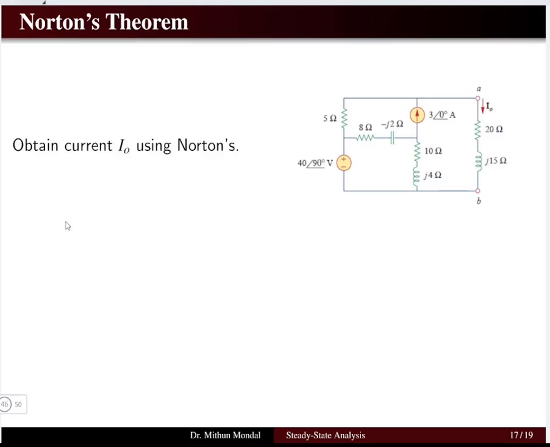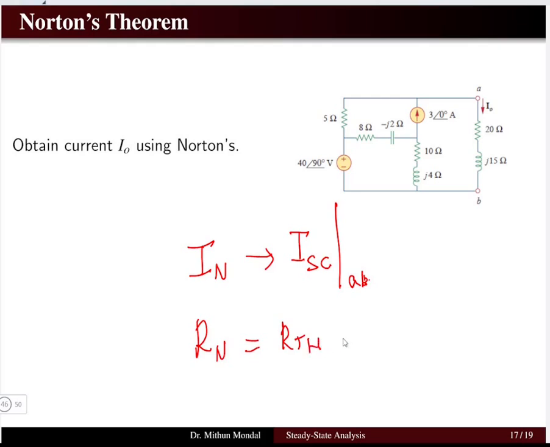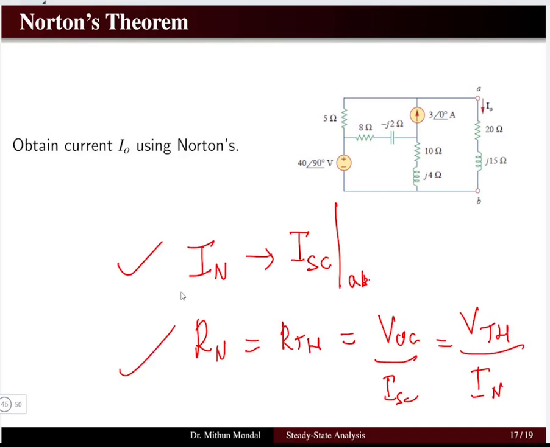We'll go for Norton's theorem. In Norton's theorem, you know that the Norton current is basically the short circuit current at the terminal AB, whatever terminal you need to determine. The Norton resistance R Norton is equal to the Thevenin resistance, which can be obtained using the open circuit voltage divided by the short circuit current. Open circuit voltage you can write as the Thevenin's voltage, and short circuit current you can write as the Norton current. So you can use this concept to determine the Norton current and the Norton resistance.